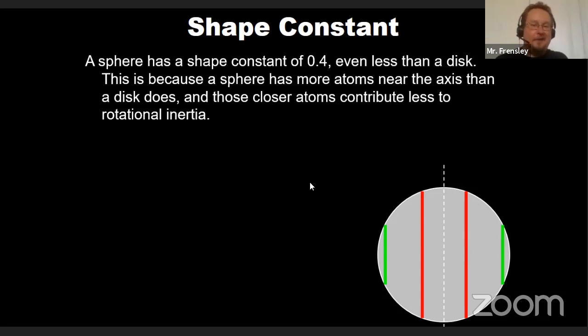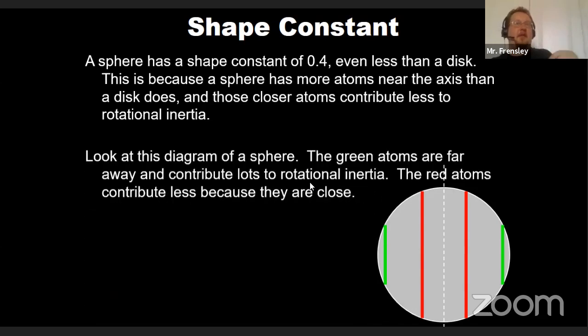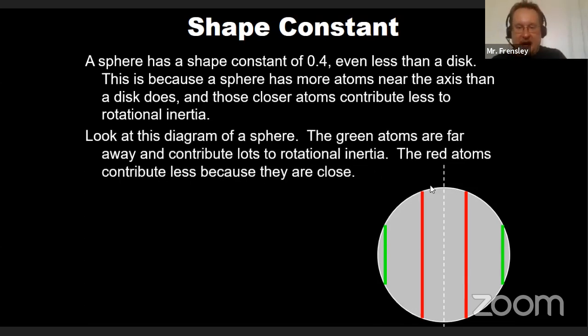So I want to talk about why a solid sphere has a little bit less shape constant than a disk. Here's a side view of a sphere. I want you to imagine a cylinder, and you can see the cross section of the cylinder here in red. You can't see the top of the cylinder, I'm trying to signal it with my mouse here, and the bottom of the cylinder. But that red cylinder made of atoms are all atoms that are close to the axis. They don't contribute a lot to the rotational inertia.